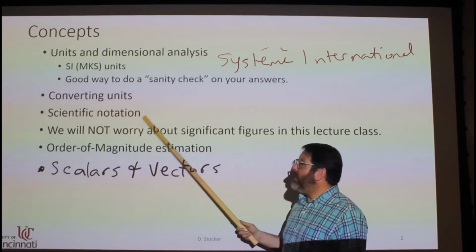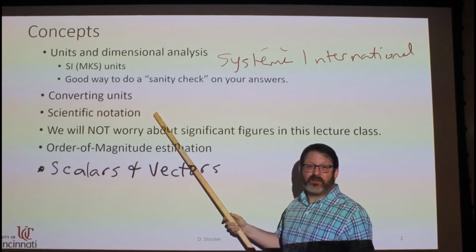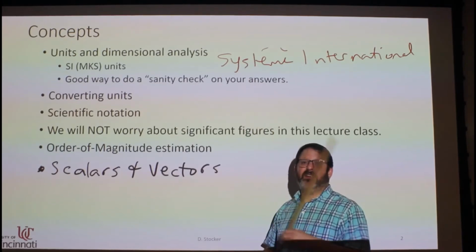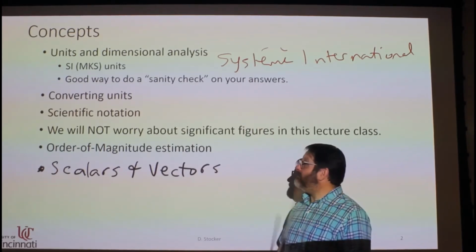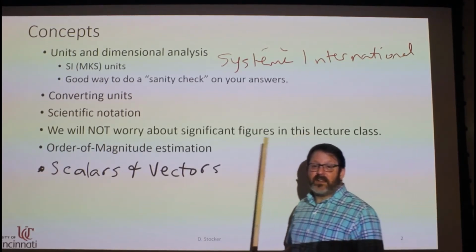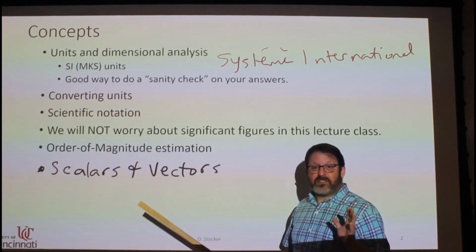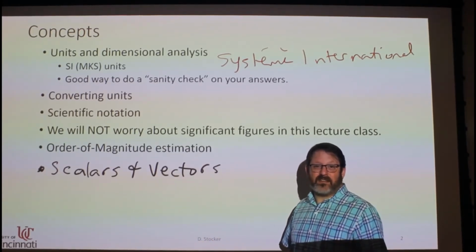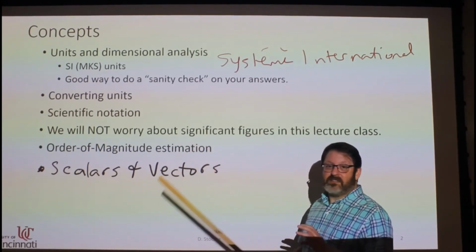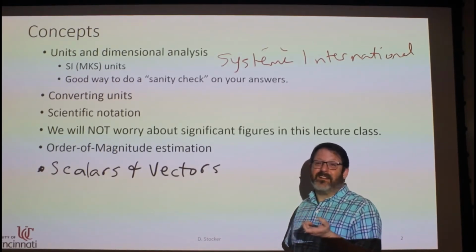Scientific notation. This is something that most of you will probably already know, so I hope to just go through that very quickly. It's a way to write really big or really small numbers easily by using powers of 10. We will not worry about significant figures in this class. If you're taking a lab class from me, we will worry about significant figures there. In the lecture class, there are enough new concepts and crazy things to keep track of that I'm not going to worry about significant figures. In general, just keep 3 significant figures, or keep 3 digits in all of your answers, and I will be happy.